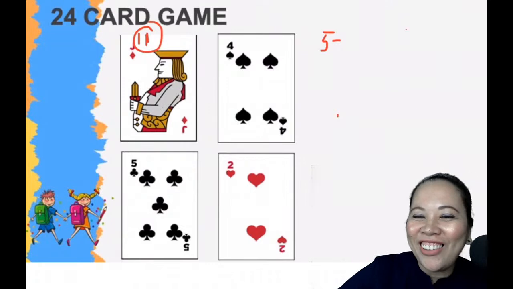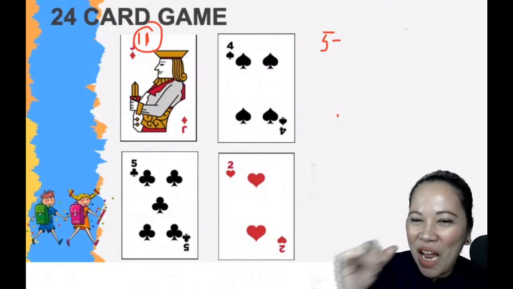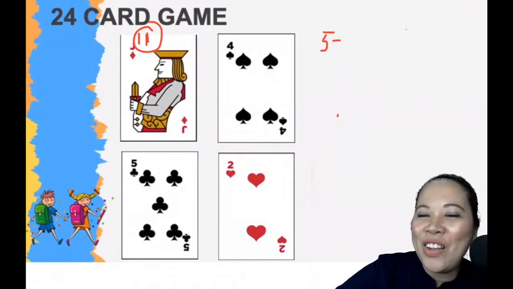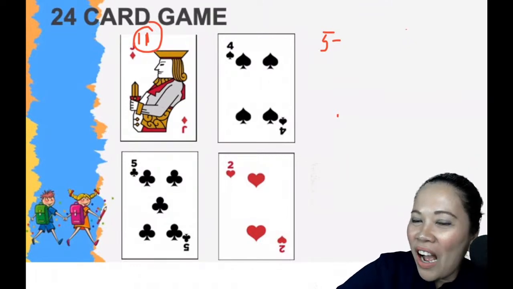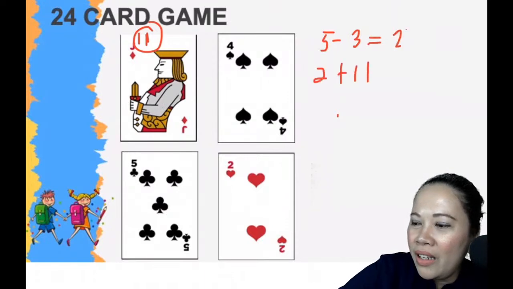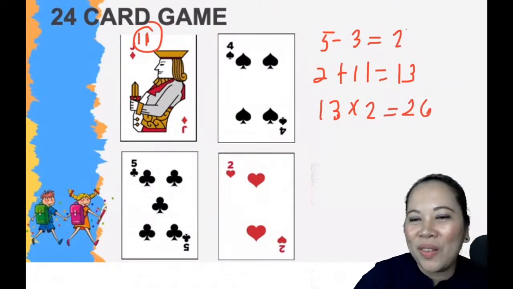Oh, okay. 5 minus 3. 5 minus 3 is 2. 2 plus 11 is 13. 13 times 2 is 26. No.